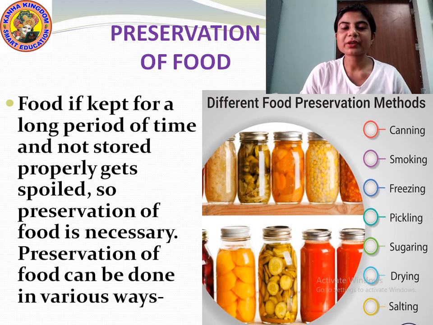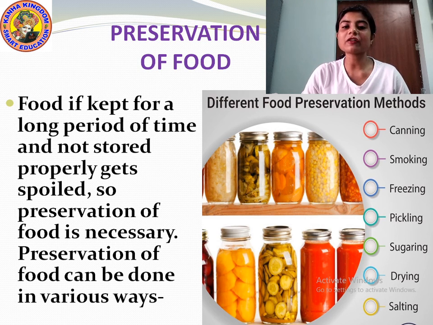Now students, what do you mean by preservation of food? Preservation of food means to keep the food in a proper way so that it does not get spoiled. For example, if we keep our food for a long period of time, or keep it open and uncovered, it may get spoiled. Yes or no? It may get wasted. So that is why preservation of food is very important.